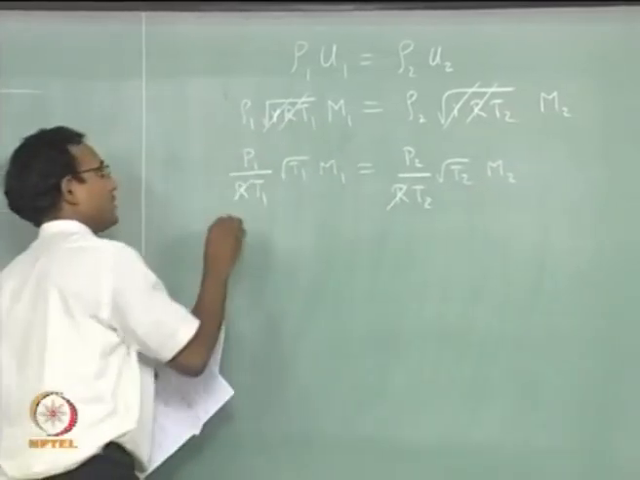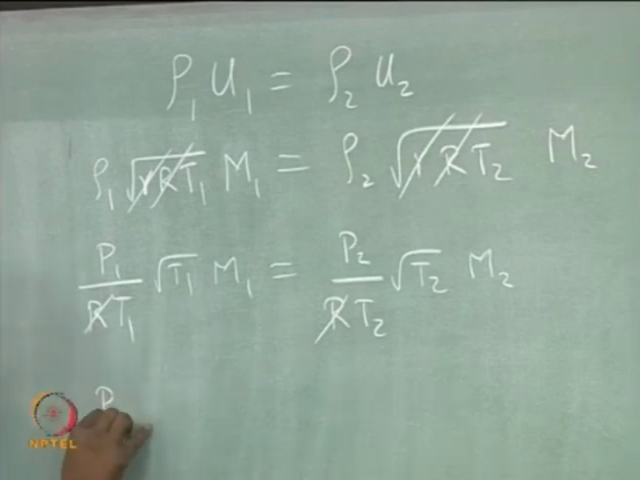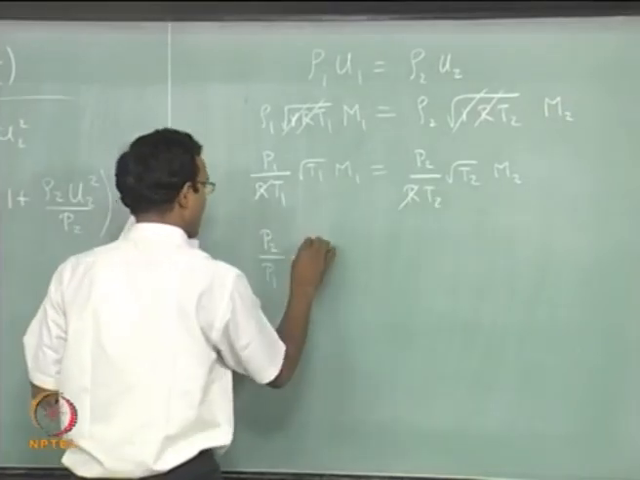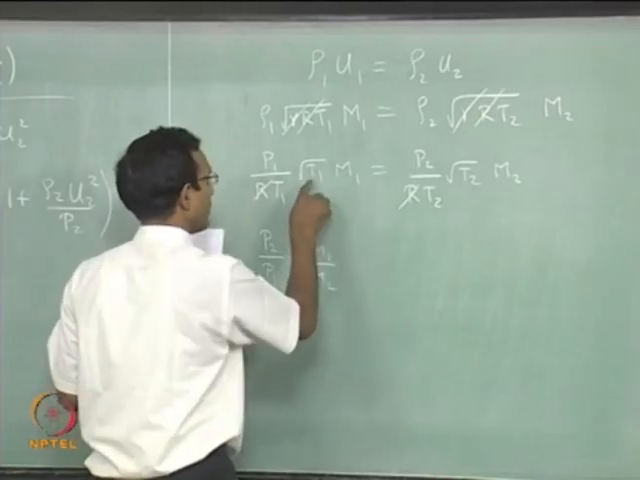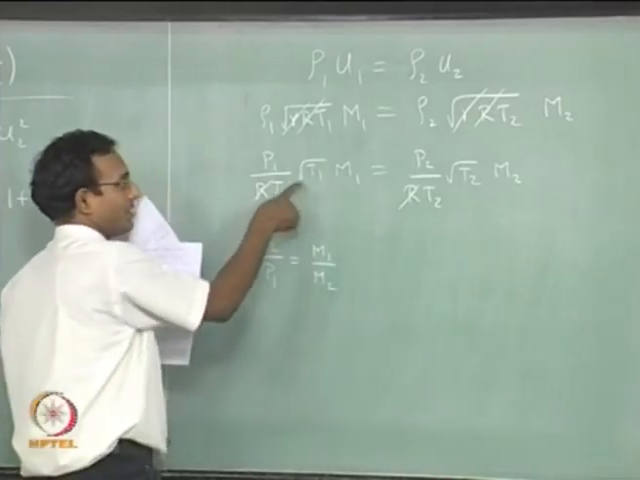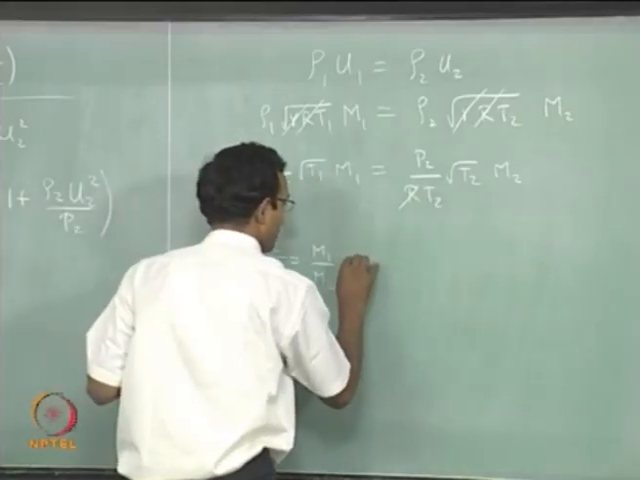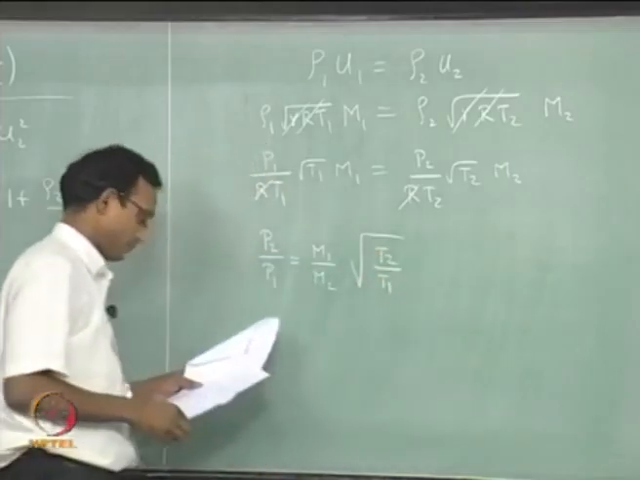Where this r can also be cancelled. Now, I am having a little simpler expression. I will write this as p2 by p1 will be equal to m1 by m2 times square root of t1 in the denominator finally here, and this will come out to be square root of t1 t2 in the numerator, t2 by t1. I will get to this form.